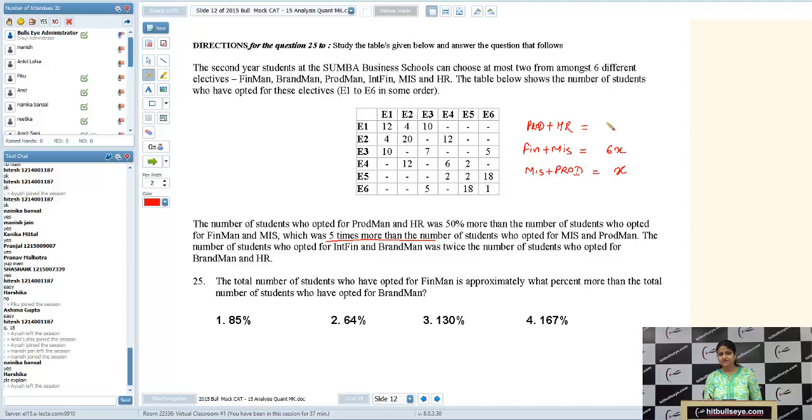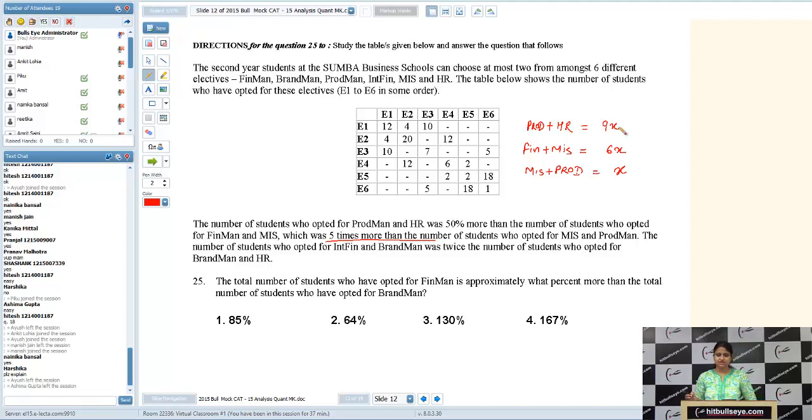It means, what is 50% of 6x? It will be 3x. So it should be 9x in this case. We need this combination actually. Are you getting me, Harshika and Nainika? That is the meaning of the first 2 lines here.